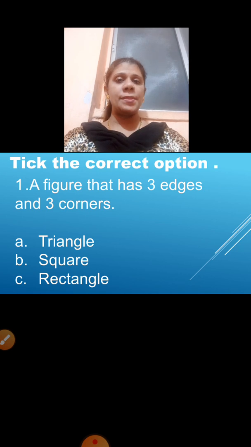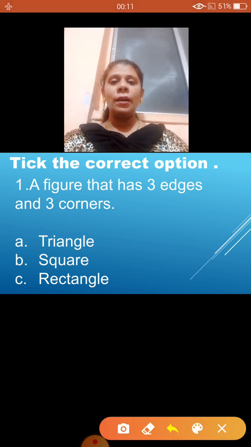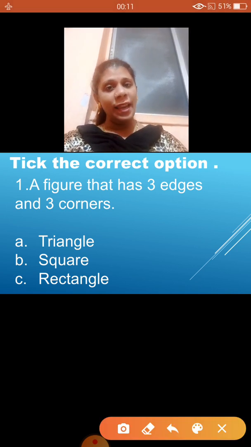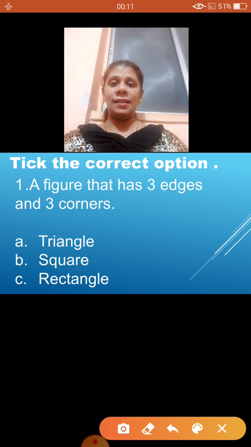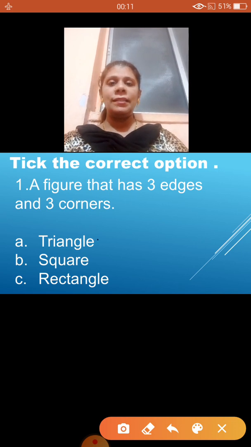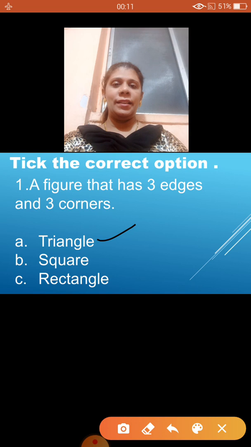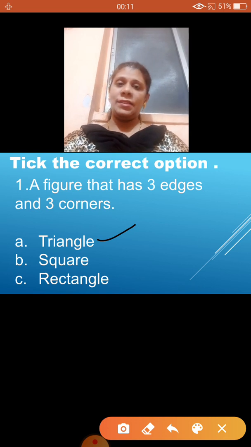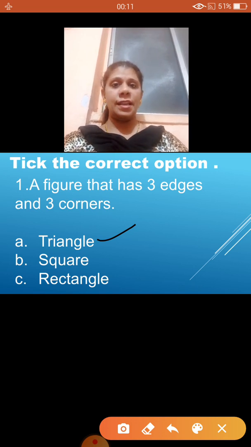How many edges or corners does a triangle have? 3. Correct. So, a figure that has 3 edges and 3 corners is the triangle. Okay, a figure that has 3 edges and 3 corners. Which is that figure? It is a triangle.